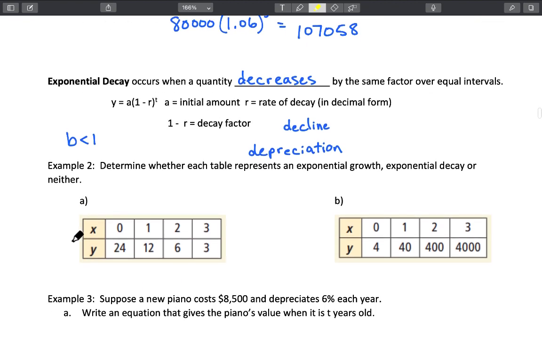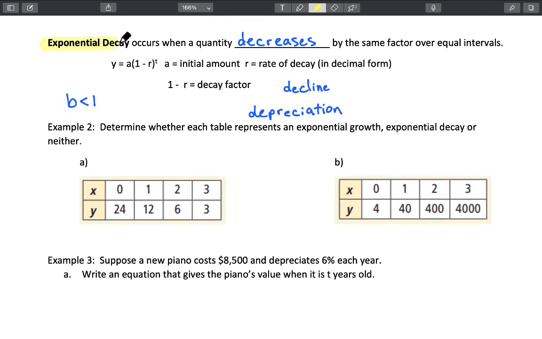Let's talk about exponential decay. Exponential decay is going to occur when a quantity decreases by the same factor over equal intervals. Now you can kind of think about your exponential function here as a, our initial amount, times 1 minus our rate of decay in decimal format. All right, so for example, let's say we had a 5% decline in attendance. That would be the decimal 1 minus 0.05, and therefore our growth factor would be 0.95.